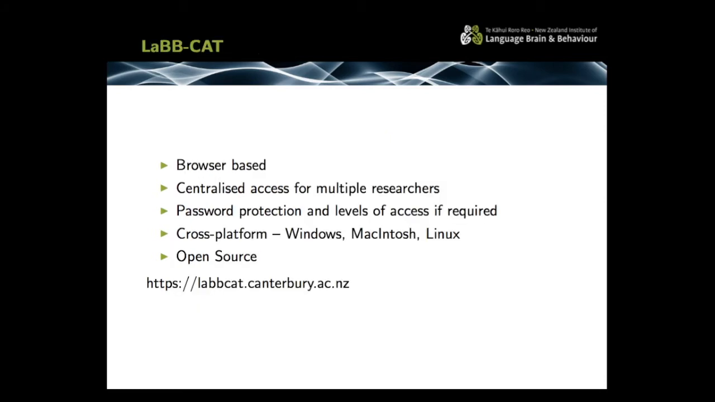LaBB-CAT is a browser-based tool, which means that everything you do, you use your web browser. It's designed to run on a central server so that multiple researchers can access the same data at once, although you can actually also set it up on your own personal computer. You can set up password protection and different levels of access for different users if that's required. It's a cross-platform tool, so it will work on Windows, Macintosh or Linux systems, and it's open source.